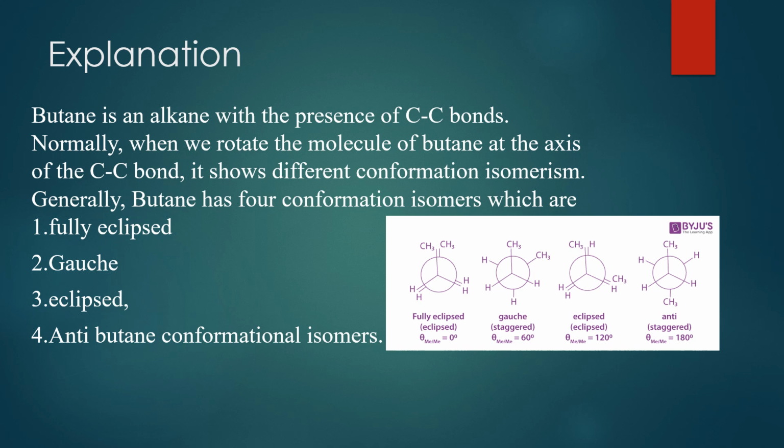If we make the dihedral angle 120 degrees, then this form of isomer is also known as the eclipsed conformation. However, this eclipsed form is quite different from the previous fully eclipsed state.